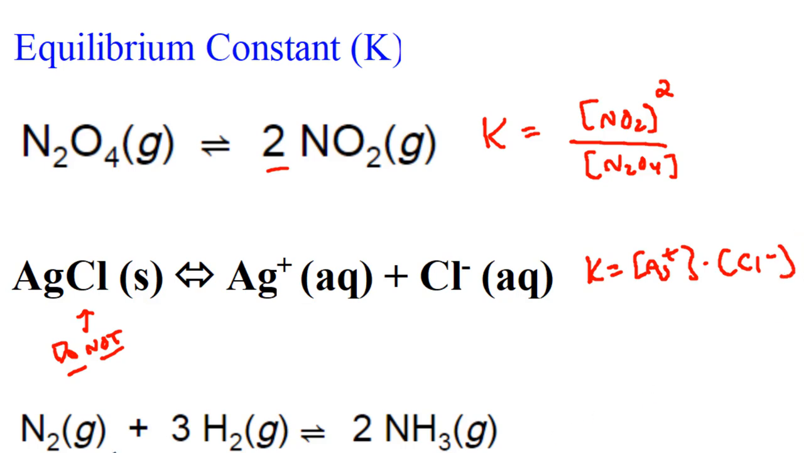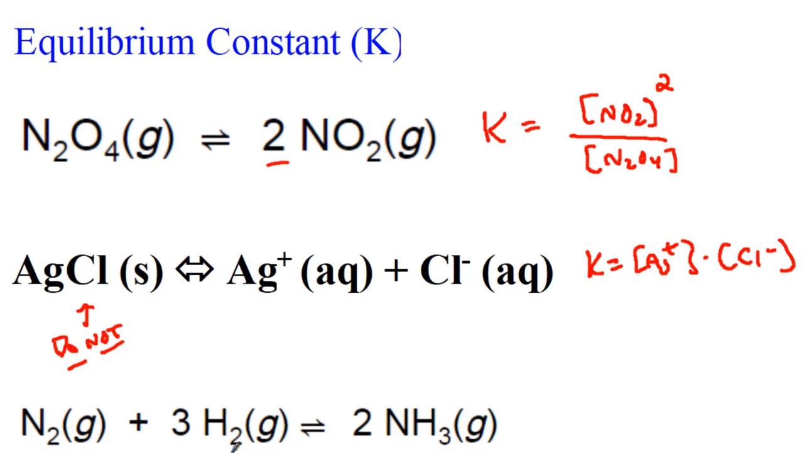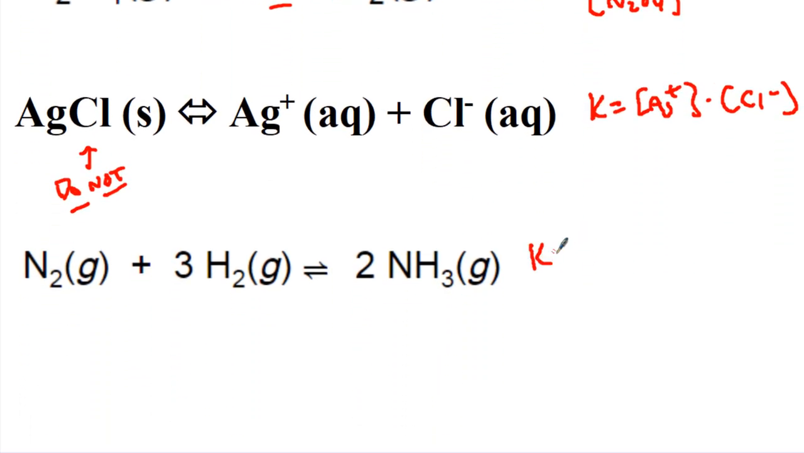You can see here, this is a famous one. This is called the Haber process. For my K, I'm going to put the NH3 in my numerator, and it's going to be squared, over my N2 gas times my H2 gas. And what is that H2 gas? To the third power. And so that is my equilibrium constant. Again, do not put liquids or solids in there.